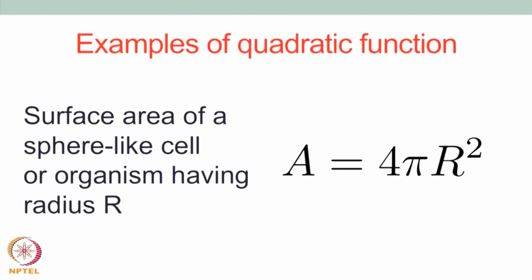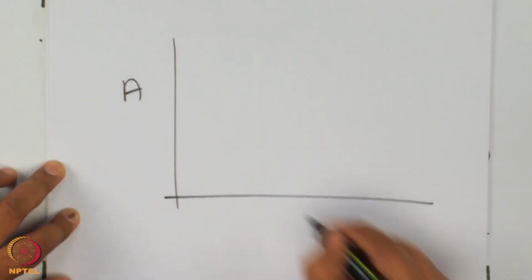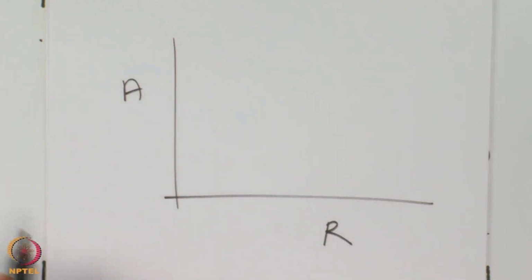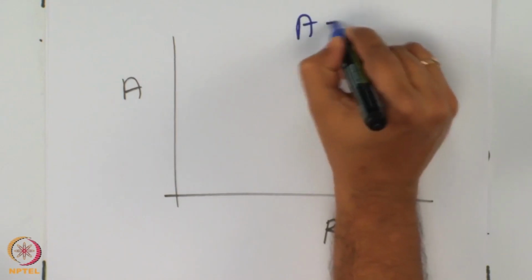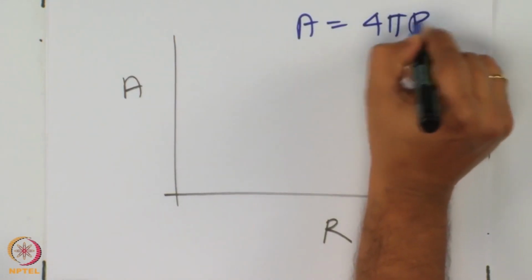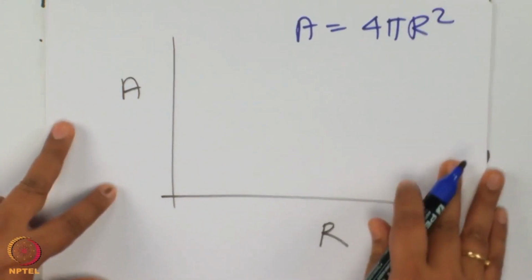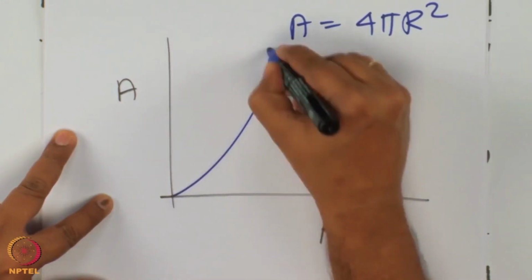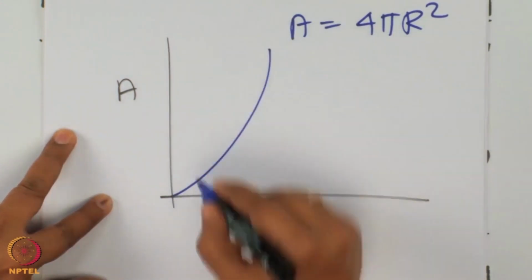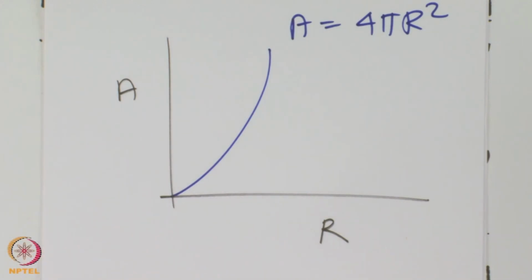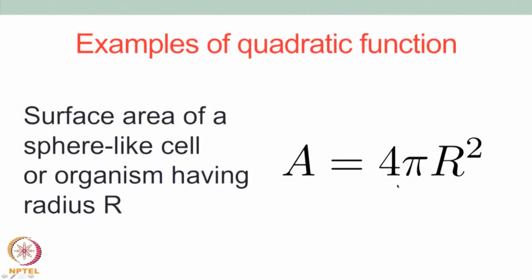So, if we want to plot the area versus the radius of a cell, even if it is approximately assumed to be spherical, we want area versus r, and we know that the area is 4 pi r square, and as you can imagine, it will look like this, some function which increases with respect to r. Okay, so that is a quadratic function.